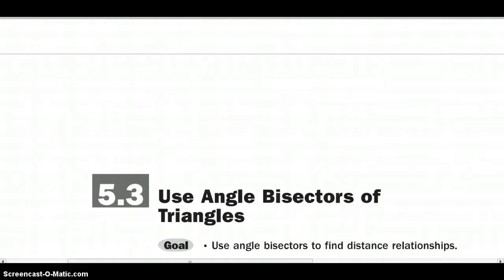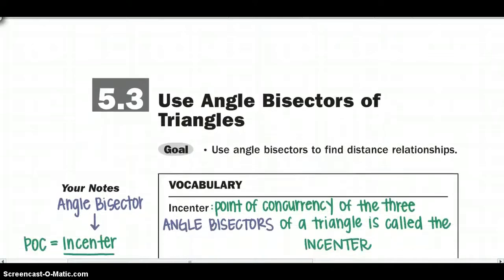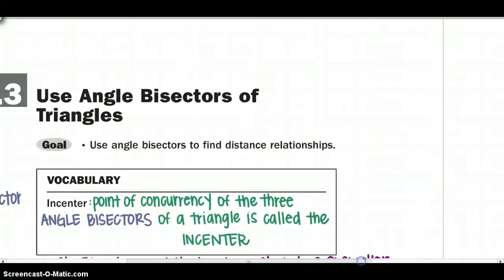Alright, welcome back to Chapter 5, and we are going to continue with Section 3, using angle bisectors of a triangle. The angle bisectors can tell us a lot about the distance relationships inside of our triangle, so we are going to see what they can tell us. So the first part, we need to learn what point of concurrency angle bisectors have.